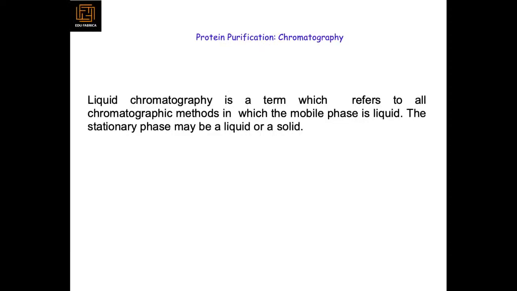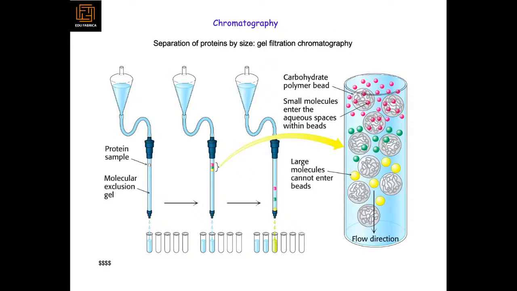Then there's some other ways, like with the help of chromatography, you can differentiate between your proteins. The first example is gel filtration chromatography, which we also call gel exclusion chromatography. So you have a protein sample, and then you have a gel. Your particles are yellow, green, and red. The red particles are the smallest, green are the middle, and the yellows are the largest.